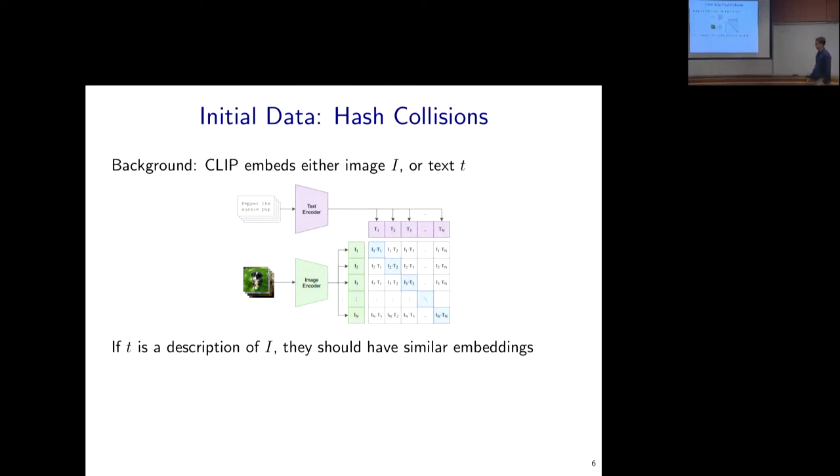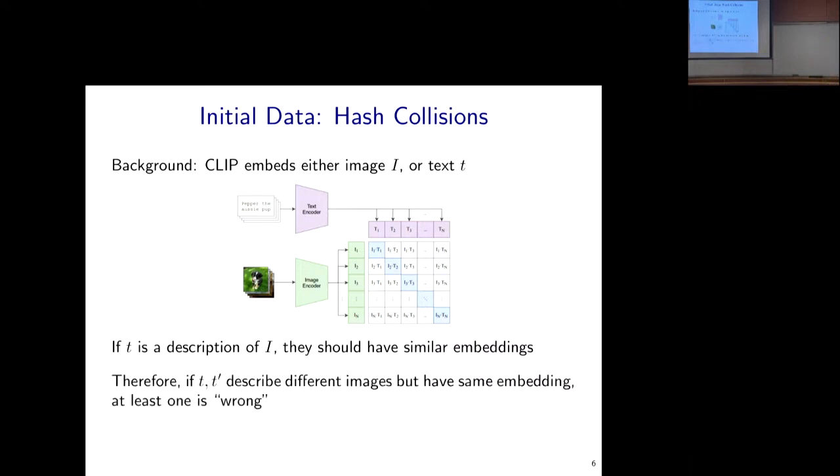So it's kind of a contrastive loss. In particular, it's trained such that if T is a text description of an image I, they should have similar embeddings, they should have high cosine similarity. So the idea now is if I can find two text strings, T and T prime, that have very similar embeddings under CLIP, but that describe different visual concepts, then at least one of them has to be wrong, because that's going to mess up this matrix.